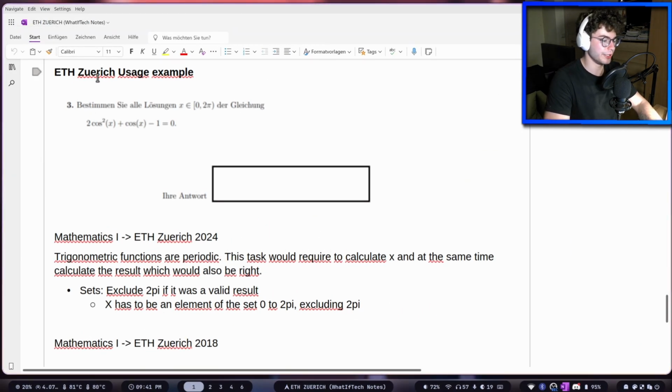Now we go over the usage of the set theory in ETH Zurich examples I found. For example, in a task in the mathematics part 1 in 2024, the task was bestimmen Sie alle Lösungen. X is an element of 0 and 2 pi. This is an interval, and 2 pi is not included in the interval. So if your result was x equals 2 pi, you wrote it in your answer, it would be wrong.